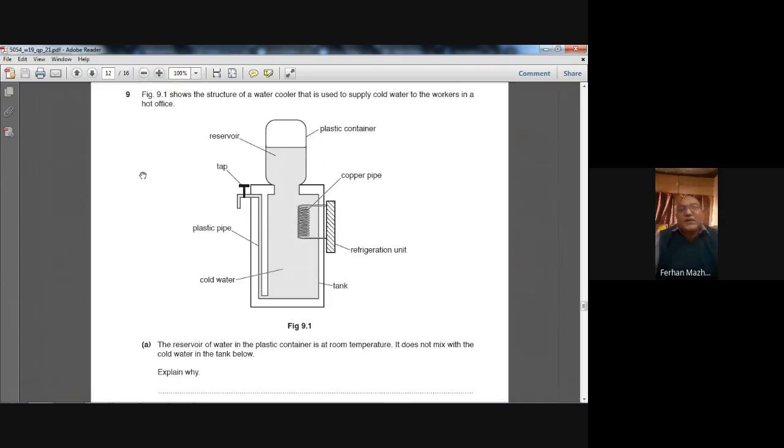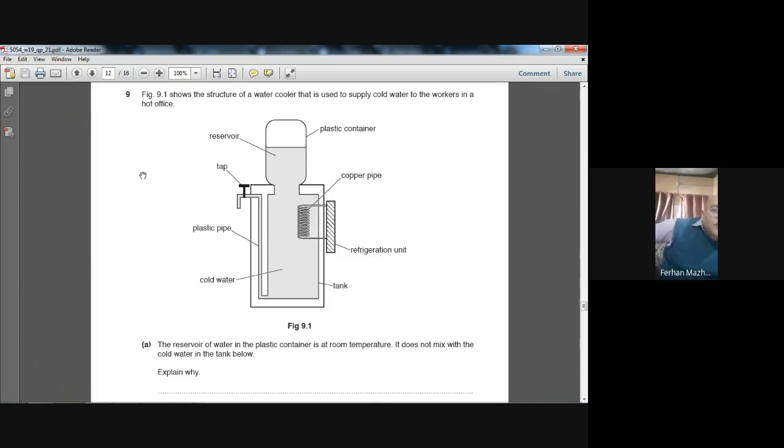Please read the question. Figure 9.1 shows the structure of a water cooler that is used to supply cold water to the workers in a hot office. Part A: the reservoir of water in the plastic container is at room temperature. It does not mix with the cold water in the tank below. Explain why.